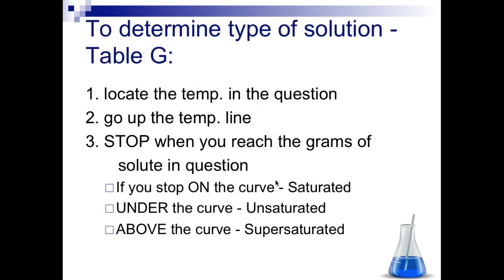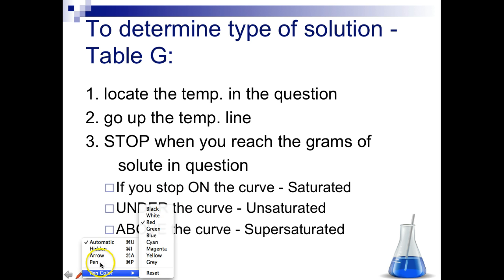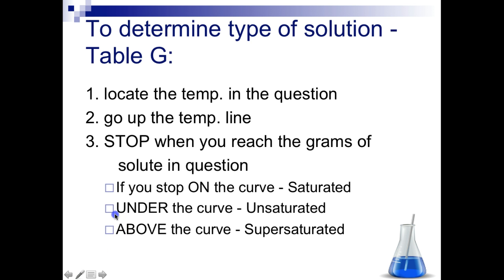So, how do we determine the type of solution? By looking at table G. The first thing you need to do is locate the temperature in the question. Then you go up the temperature line, and you stop when you reach the amount of grams that you have. Remember, if you stop on the curve for the compound that you're talking about, then you have a saturated solution. If you are under the curve, you are going to be talking about a solution that is unsaturated. If you are above the curve, then you're going to talk about a solution that is supersaturated.